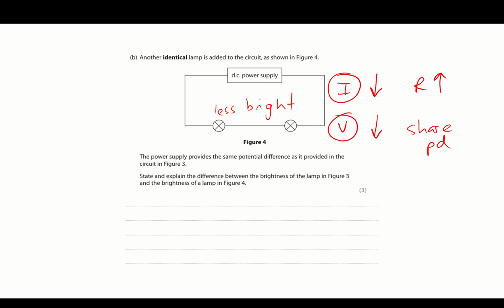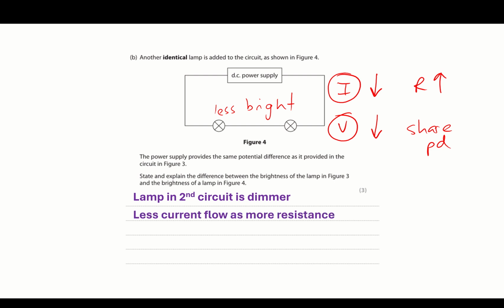But it's that part about talking about the current and the voltage for the 3 marks. So the lamp in the second circuit is dimmer, there's less current flow as there's more resistance from the second lamp. With the second lamp, the potential difference is shared between 2 bulbs rather than 1, and now we've answered it in terms of current and voltage.